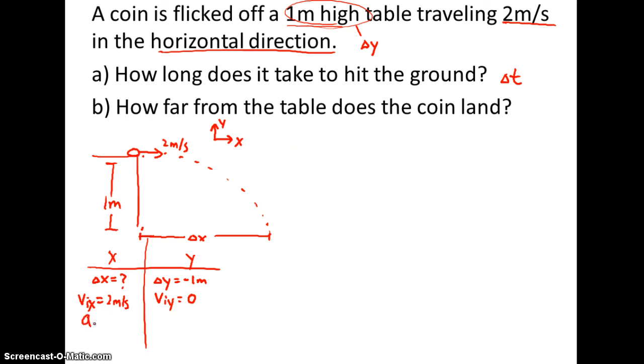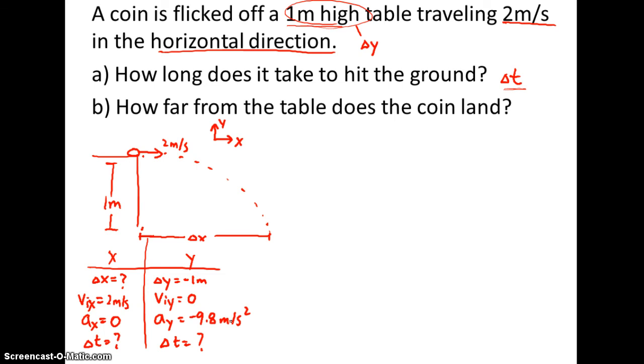What else do we know? Acceleration, if we ignore air resistance, in the x direction, is 0. In the y direction, it's negative 9.8 due to gravity. So we have 3 things here. We know we could always find a 4th. What we're trying to find is the time. So I'm looking over here and I know 1, 2, 3 things. I can find the 4th.